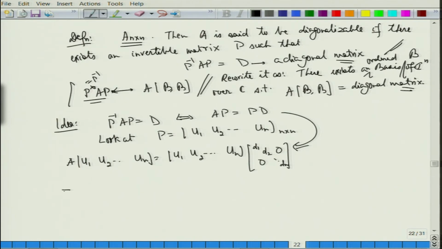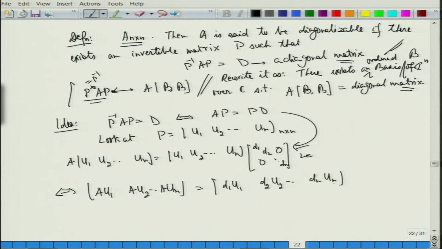Now I can look at this, which is the same thing as saying A of U1, A of U2, A of Un is equal to, now this diagonal matrix is being multiplied on the right, so it is nothing but column transformations. So it will be D1 U1, D2 U2, Dn Un. All right. Important, please understand, I have only written P like this. After that it is all equivalent conditions. AP equal to PD is equivalent to this, is equivalent to this.